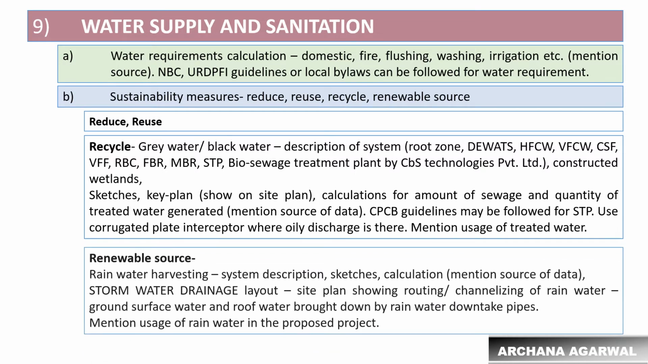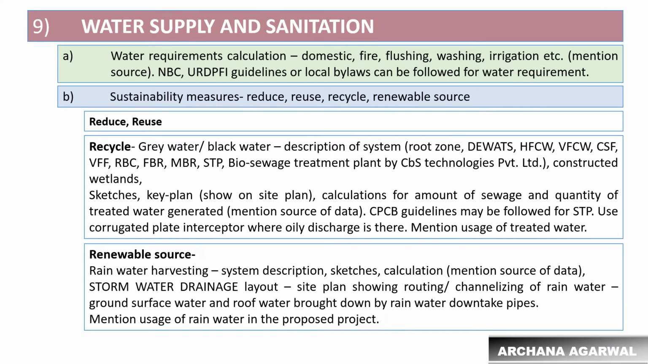The most common renewable source of water is rainwater. Give system description for the rainwater harvesting proposed by you. Draw the stormwater drainage layout on the site plan and show the channelizing of rainwater towards the storage tanks or aquifer or ponds proposed by you.